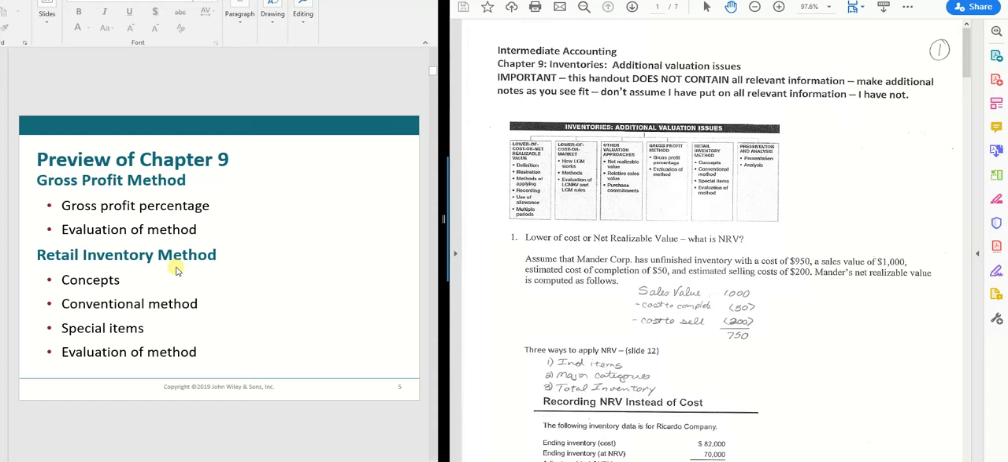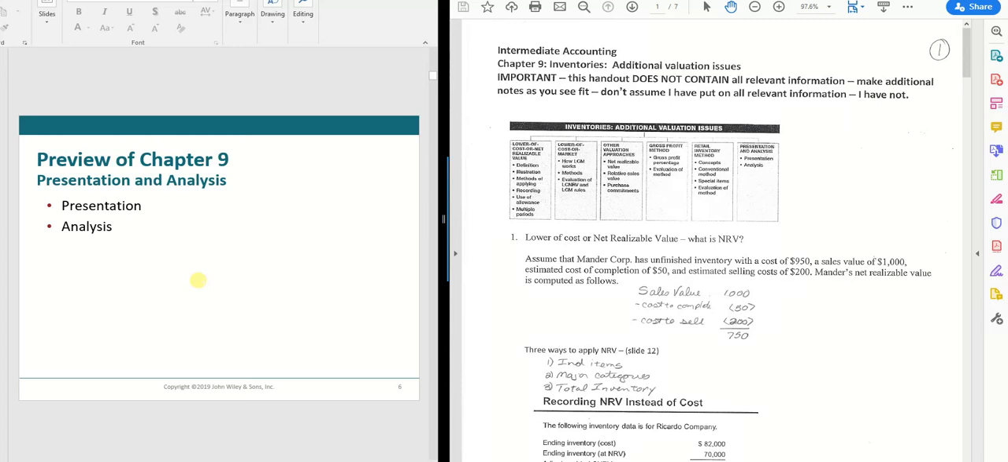This book kind of complicates the retail method. We'll talk about the complicated part of it and then how to simplify it for things that are normal. And then finally, presentation analysis. So it looks like it's pretty short, but please look through these types of things when you're studying to make sure you understand that.